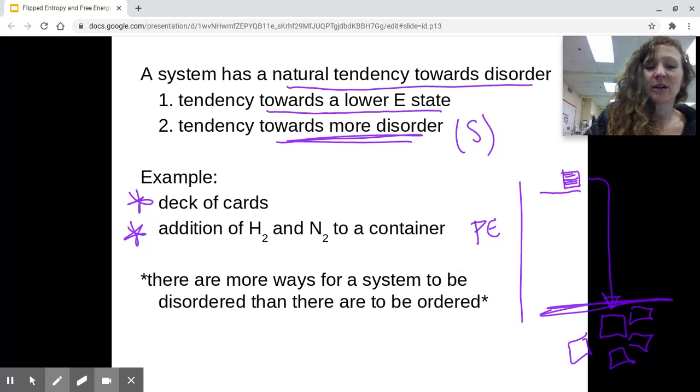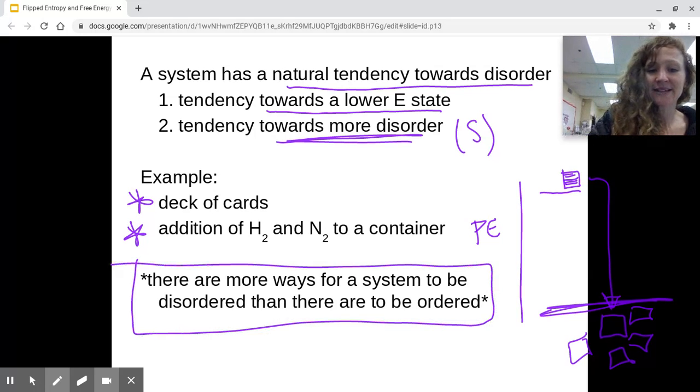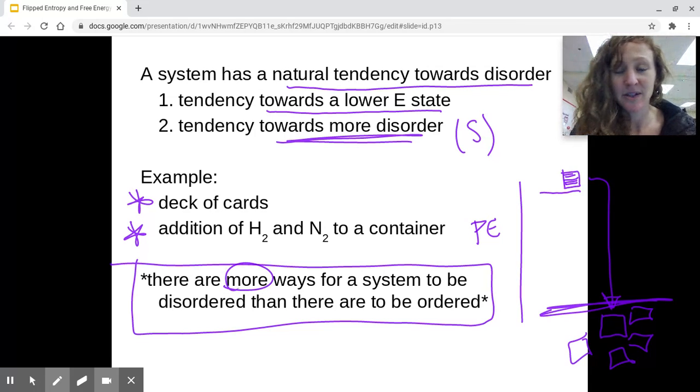Okay, so here's your takeaway. There are more ways, more being an understatement of the year here, more ways for a system to be disordered than there are to be ordered. Nature is going to tend towards the states that are likelier to happen, which is going to be a disordered state.